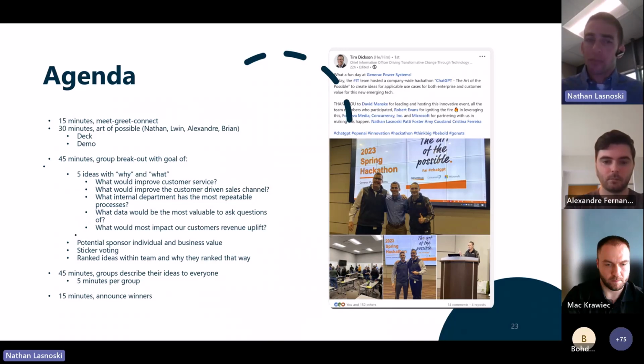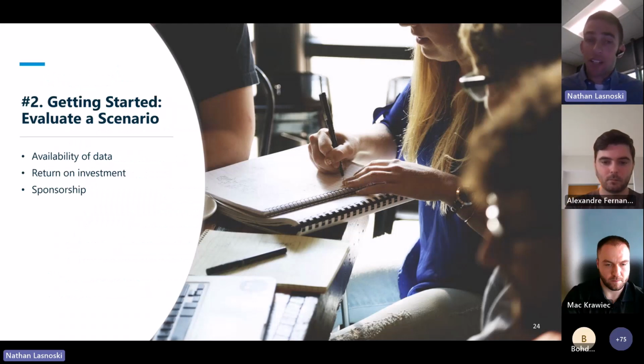So something for you to consider within the context of your organization is a great way to get started. If you already have some ideas to get started, the second way we see people start is by evaluating those scenarios. And there's 3 elements that make those scenarios ones that we believe are winners.